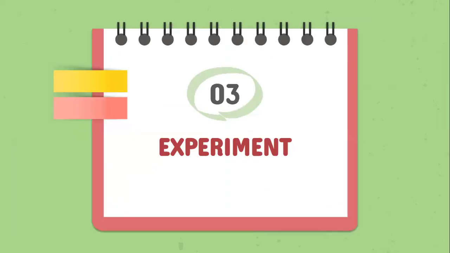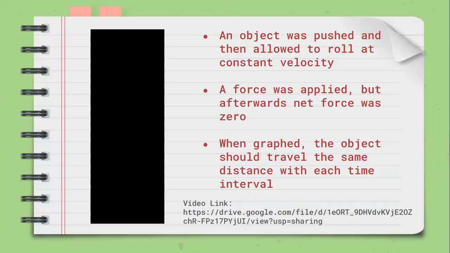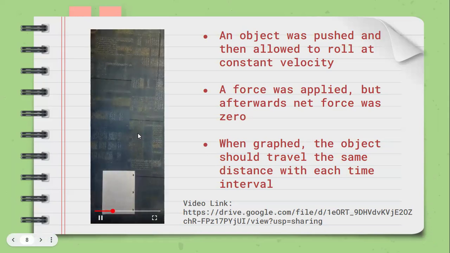For the experiment itself, what we did was push an object and then allow it to roll at constant velocity. As can be seen in the video, a force was applied, but after that force was applied, the net force on the object was zero and it was just allowed to roll. So when graphed, that object should travel the same distance each time interval. The video link is here in case anyone would like to see.